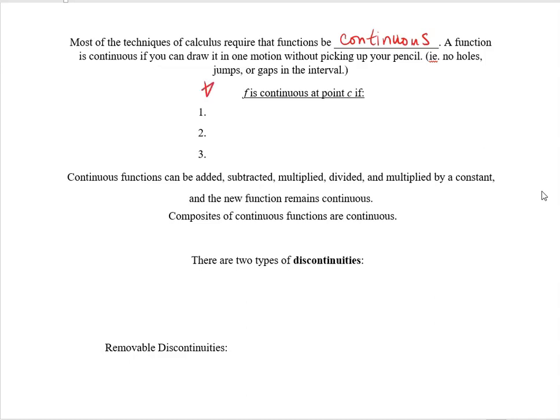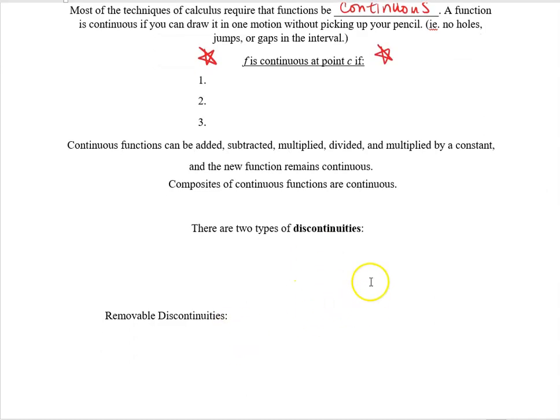So this three-part definition of continuity at a point is going to be very important. So make sure you take good notes on this section. f is continuous at point c if, first, the limit of the function as x approaches c exists. Second, if f of c exists, so in other words, if the function is defined at c. And then finally, if parts 1 and 2 are the same, then we have continuity.